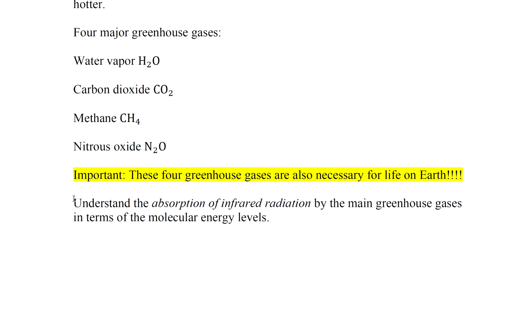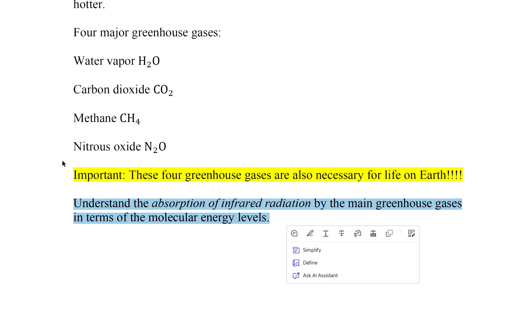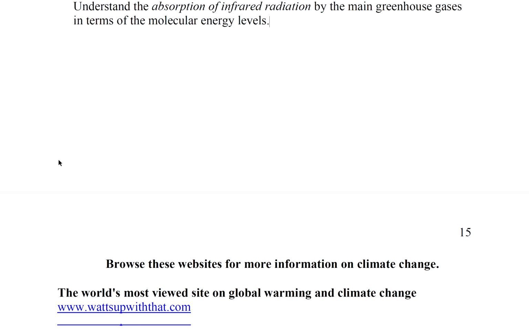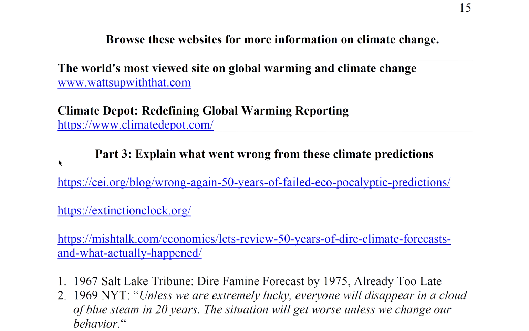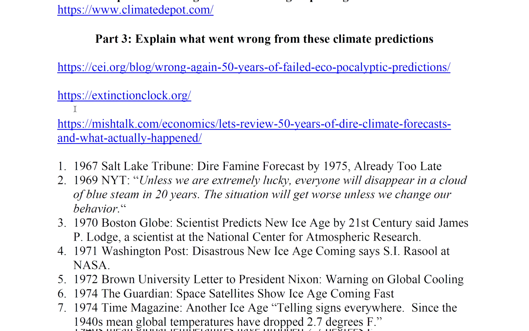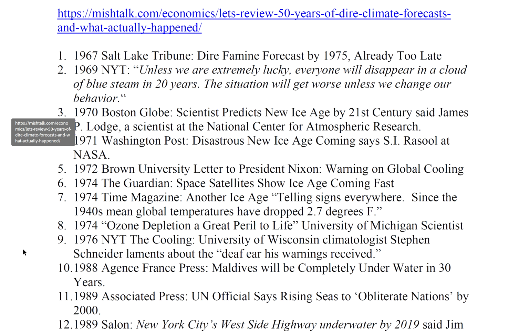So understand the absorption of infrared radiation by the main greenhouse gases in terms of the molecular energy levels. Okay. So do browse these websites for more information on climate change. And do explain what went wrong from these climate predictions.